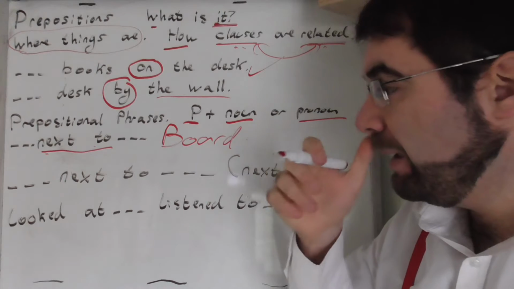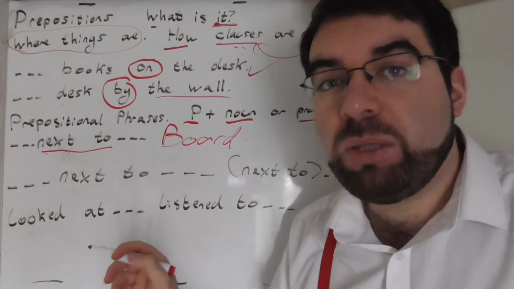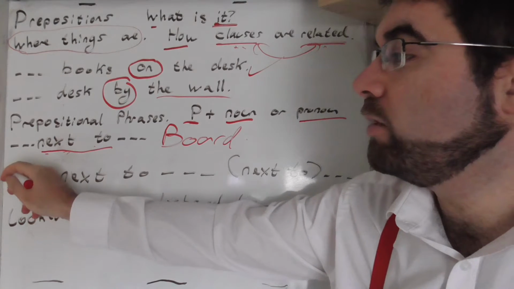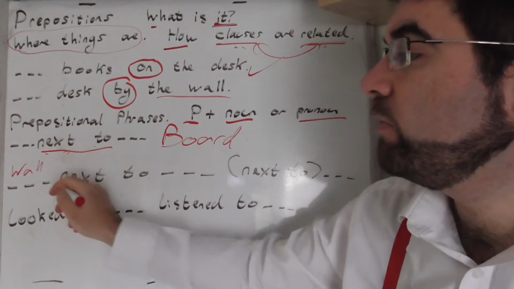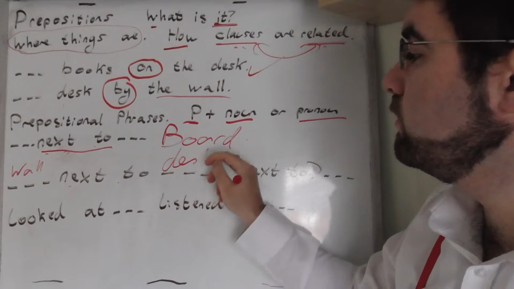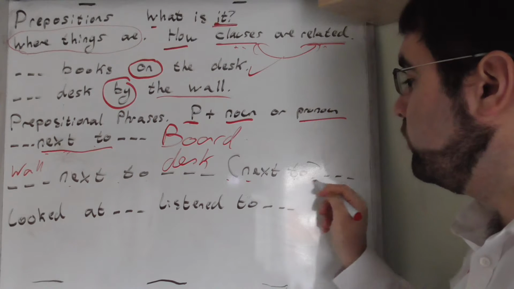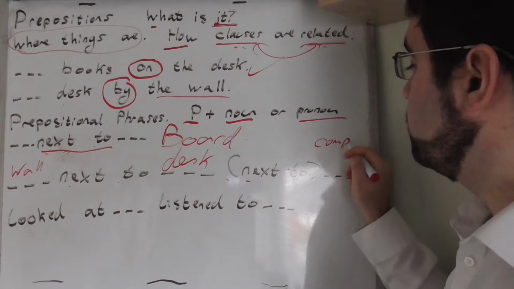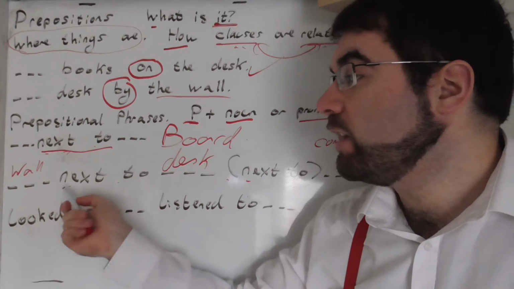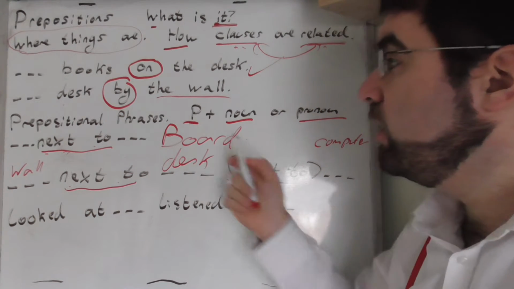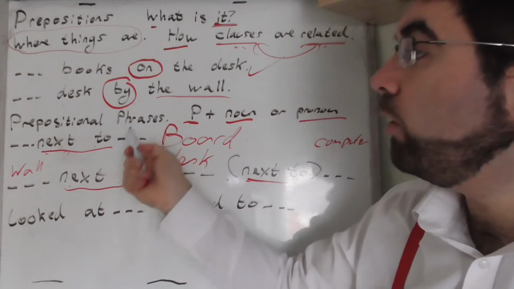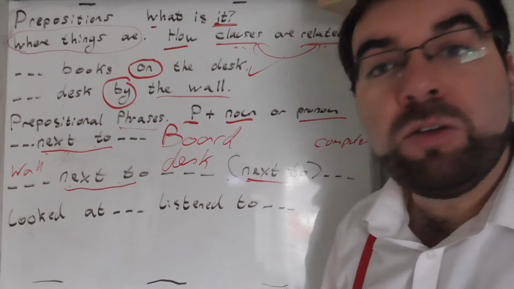Very nice. But then we don't always need to repeat the prepositional phrase in a sentence. Say, the wall is next to the desk and next to the computer. So you're just going to say it once. If a sentence has the same consistent preposition, or prepositional verb, or phrase even, then you don't need to repeat it.